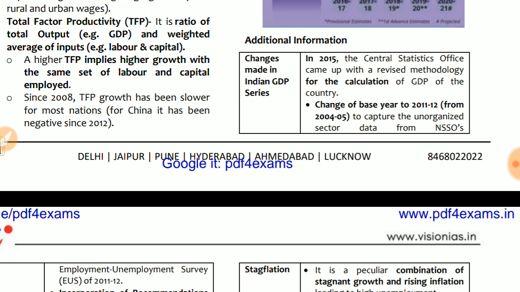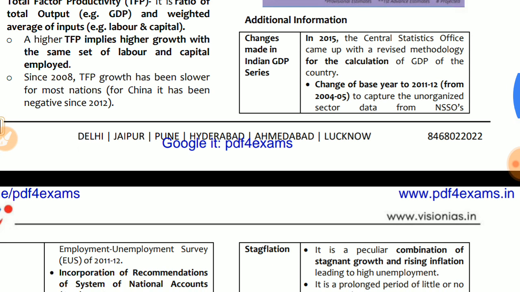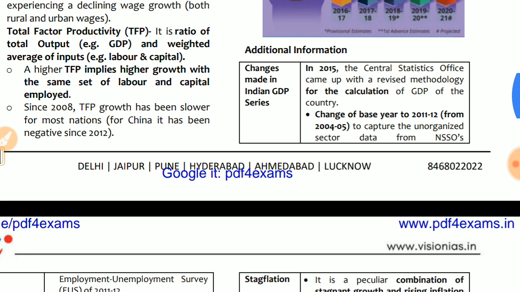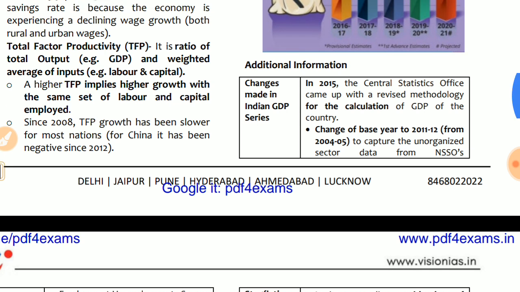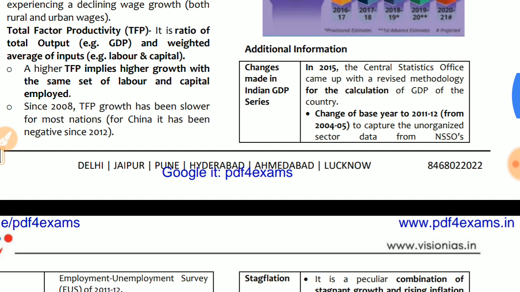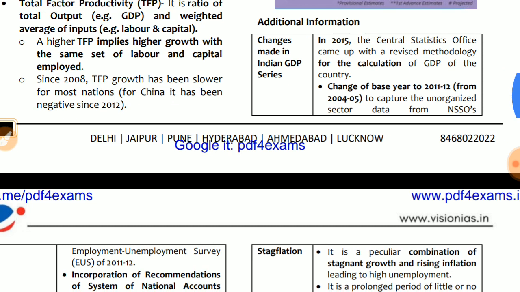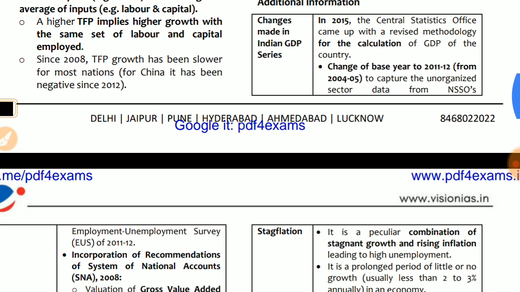And apart from that, some additional information. Recently in India's GDP series, there are some changes that India has recently adopted. In 2015, the Central Statistics Office came with a revised methodology for the calculation of GDP. So what are the changes? If you have followed my videos on current affairs, I told you there is a simple trick to remember what sort of changes you have to remember.